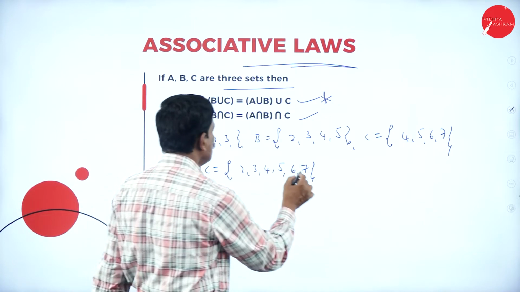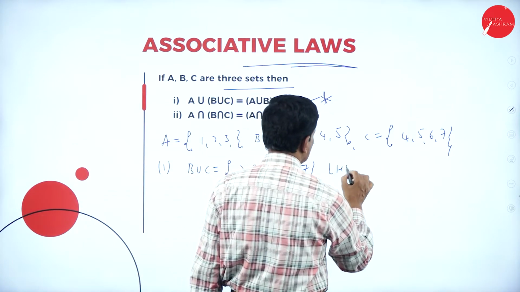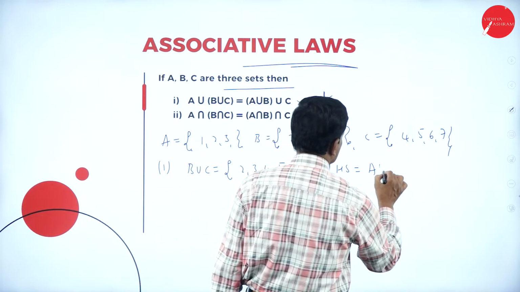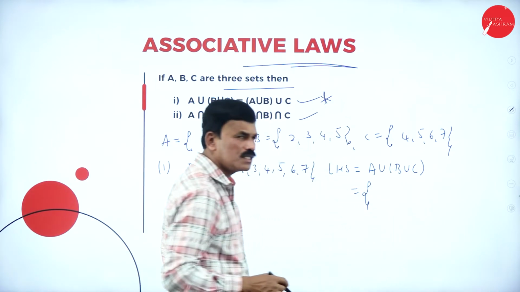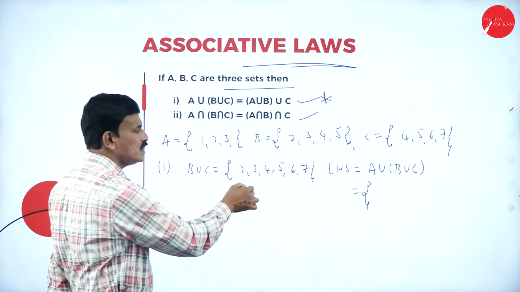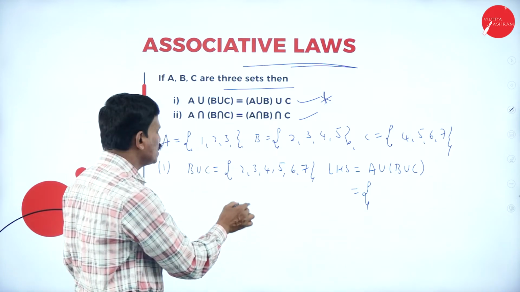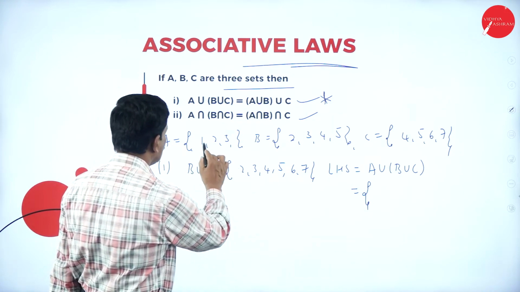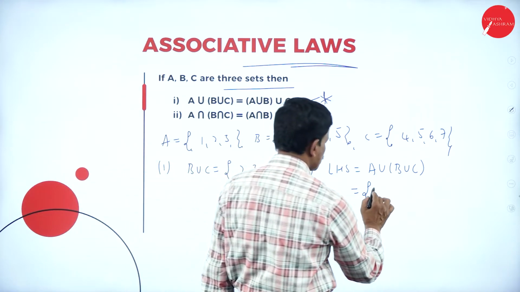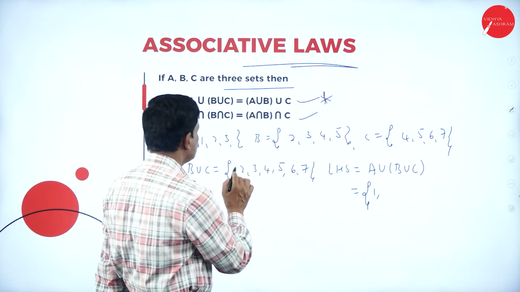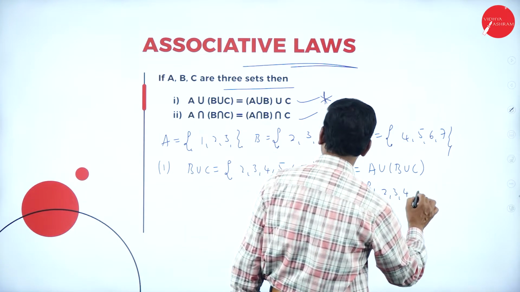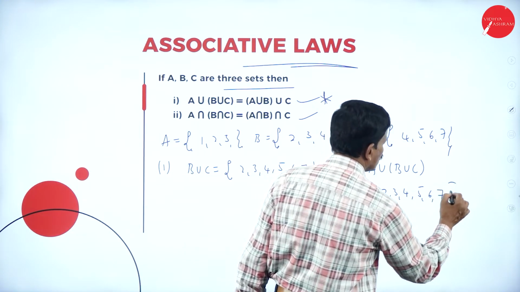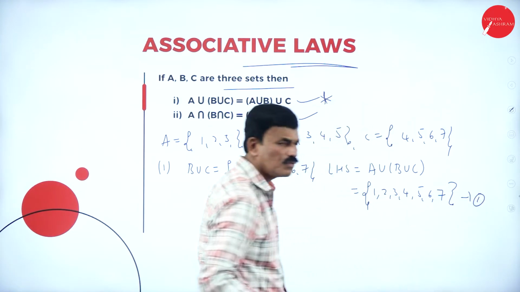Now, write down the LHS. The left hand side is A union (B union C): all the elements which are in A as well as in B union C. So, 1, 2, 3 here, other than 1 all the elements are there. First write down 1: 1, 2, 3, 4, 5, 6, 7. Let us represent this as equation number 1.